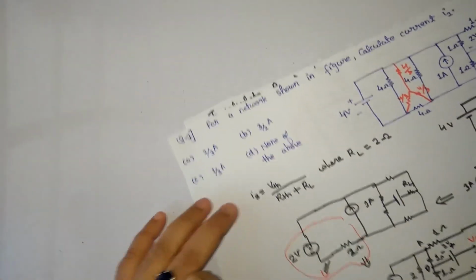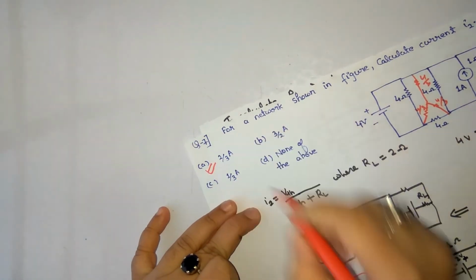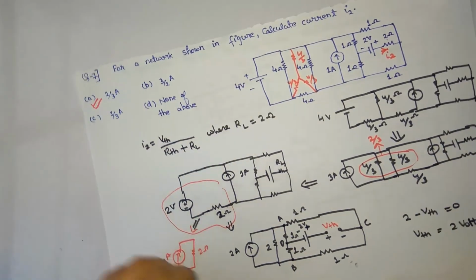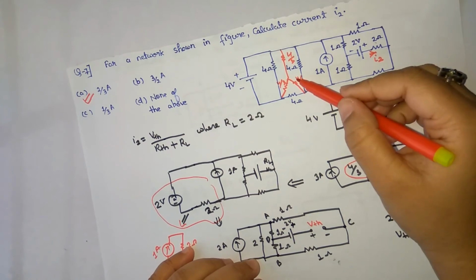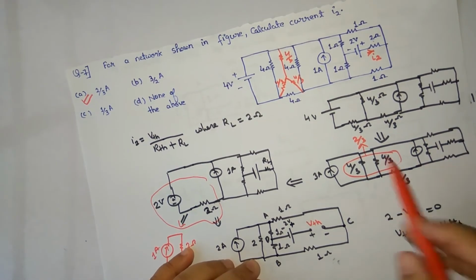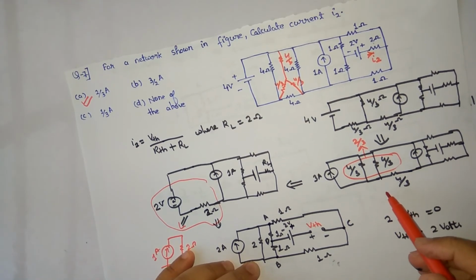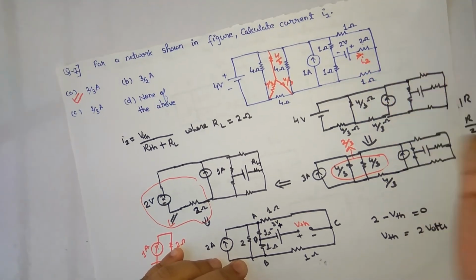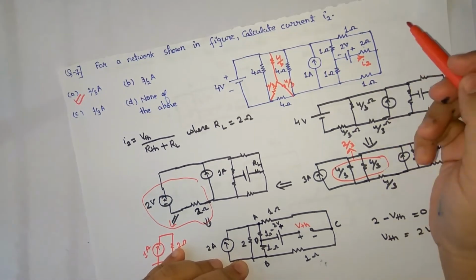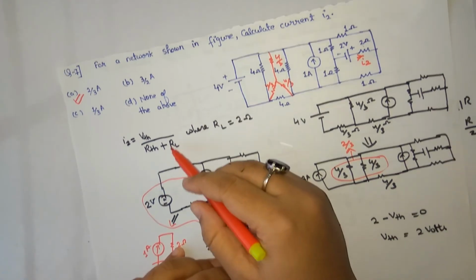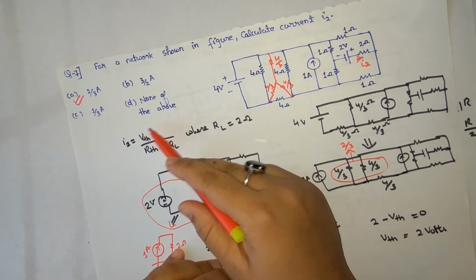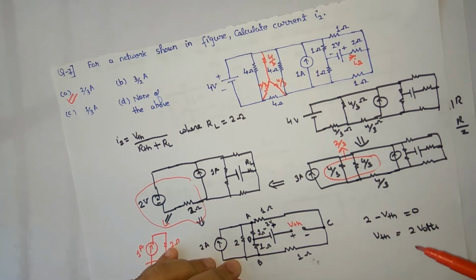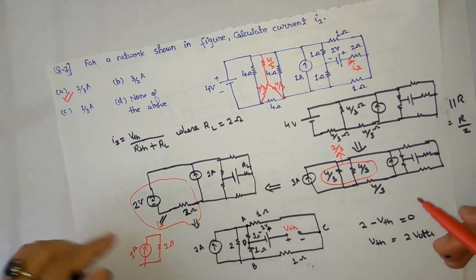So let's check with the options. Option A is the answer. I hope it's clear. Intentionally I did all these transformations to show you how we can make the circuit easier by source transformation, and we could have done it with different methods also, by applying nodal analysis and so on, but I feel that by applying Thevenin's theorem, this question has been much more simplified. Okay, thank you.